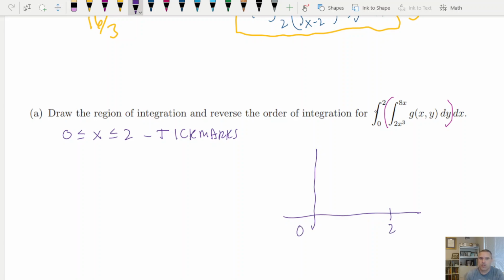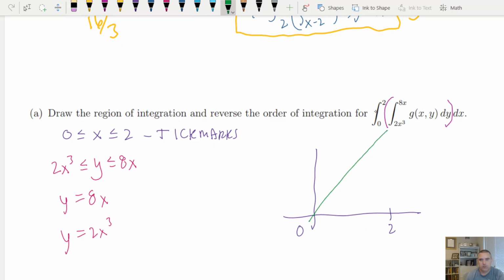So the outer bounds are just starting and ending tick marks. Don't actually draw a line there, at least not yet. And then the inner bounds tell you the actual functions: 8x and 2x cubed. So the other thing I need to graph is 8x, which we should know is a line, and 2x cubed, which we should know is a cubic. Okay, so y equals 8x, that looks like some steep line. And then I need to draw a cubic. Doesn't have to be perfect.